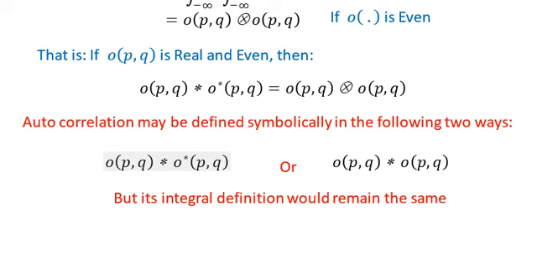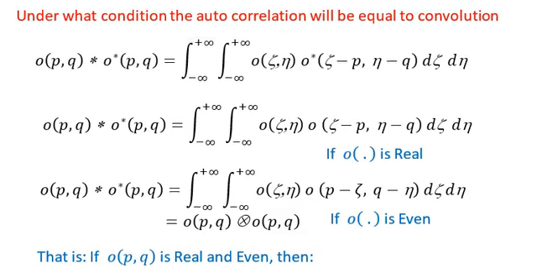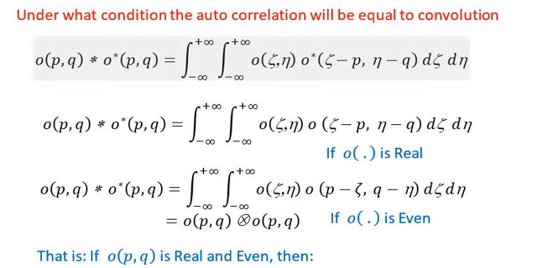You see that on the left hand side we have used O at P and Q autocorrelated with the conjugate of O at the coordinates P and Q. This is what we have been using, but you know that this is just a symbolic representation. It has nothing to do with the integral definition given in the first integral over here. So in the first integral, whether we use O conjugate or simply O on the left hand side, the integral definition would not change. In the integral we are always using the conjugate of O for the second object.